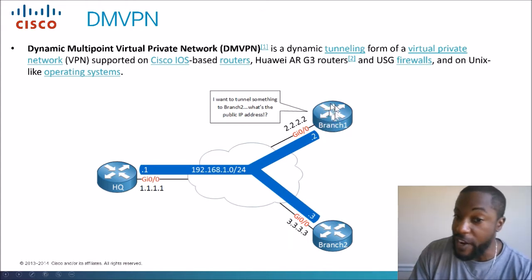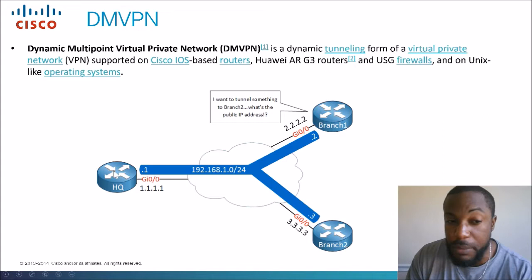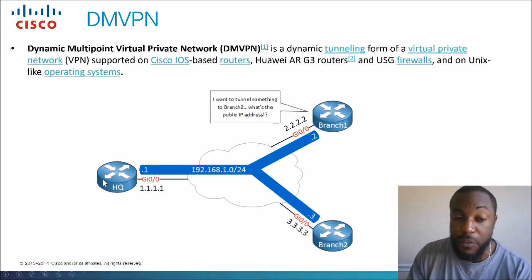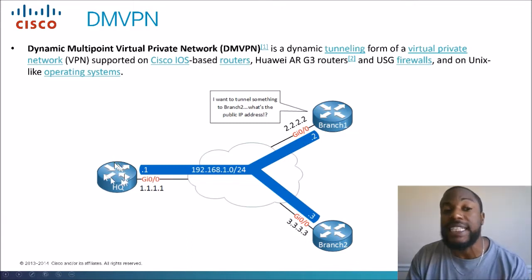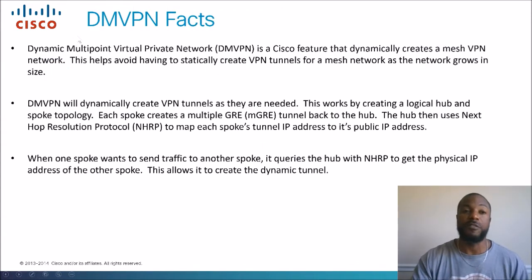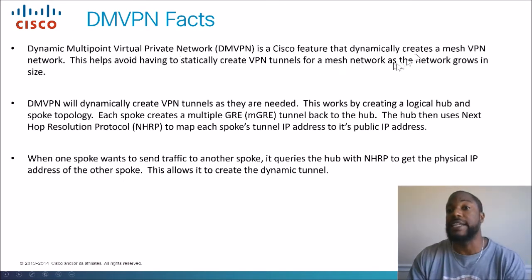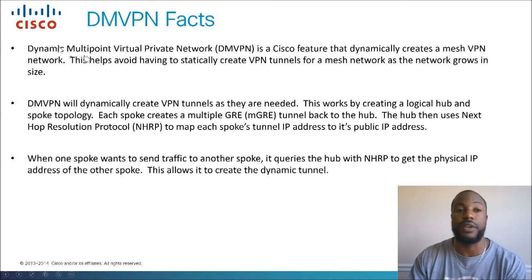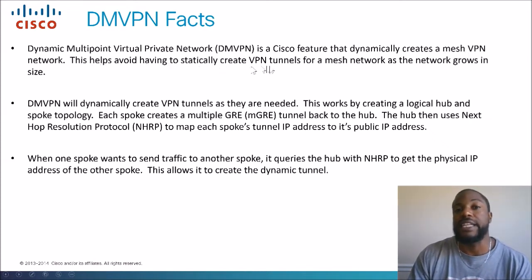So we could have our agent speak to another agent, and he doesn't necessarily have to talk to the hub to get to him, but he will have to get some information from the hub, or headquarters, or the boss, because he has the mapping information. So it's similar to frame relay. A couple fun facts about DMVPN. DMVPN is a Cisco feature that dynamically creates a mesh VPN network. This helps to avoid having to statically create VPN tunnels for a mesh network as the network grows in size.